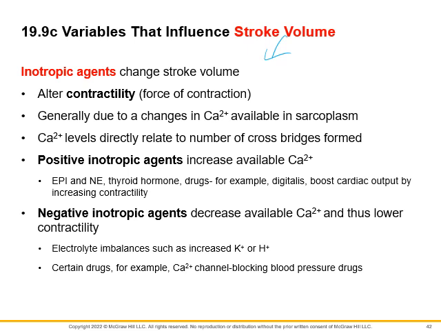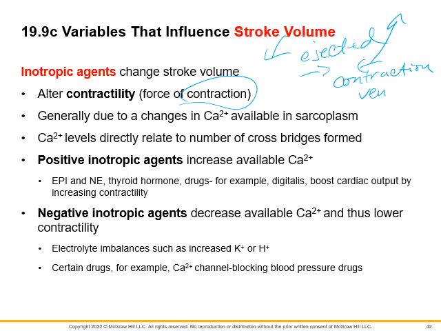Stroke volume can also be affected by contractility. Remember, stroke volume is basically the blood that gets ejected. Well, what determines how much blood gets ejected? It's contraction of the ventricles. So what affects contraction of the ventricles? The amount of calcium that's available.